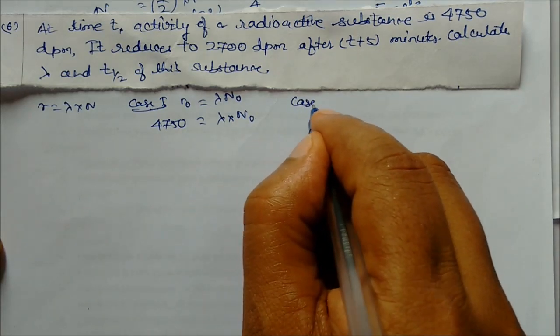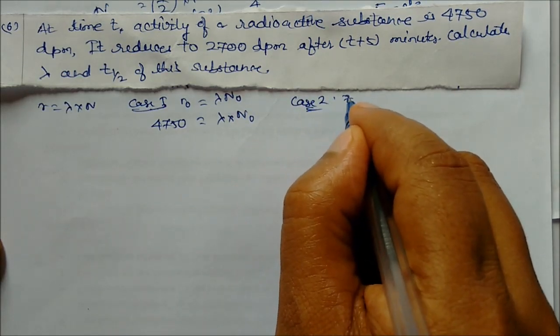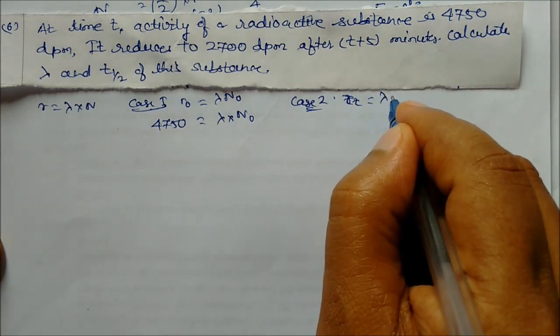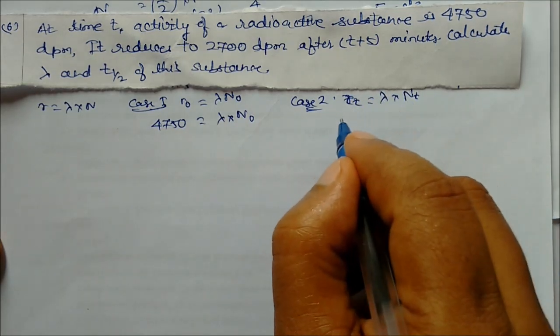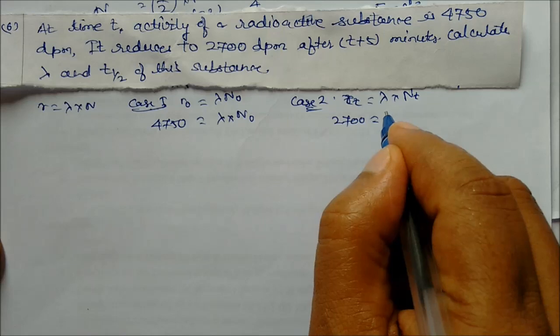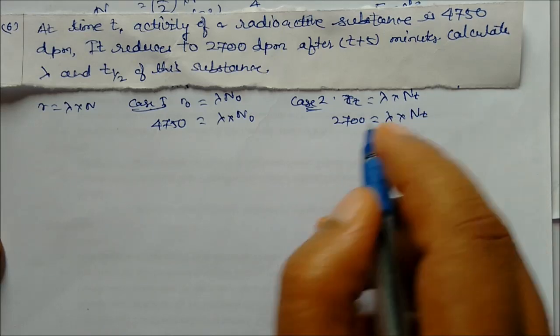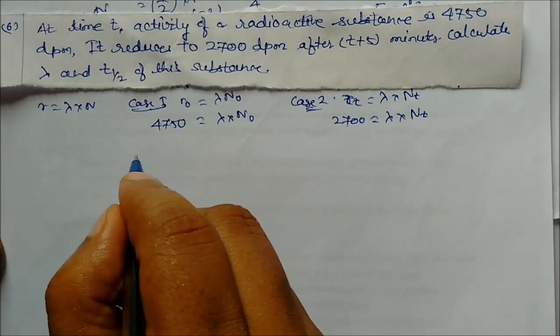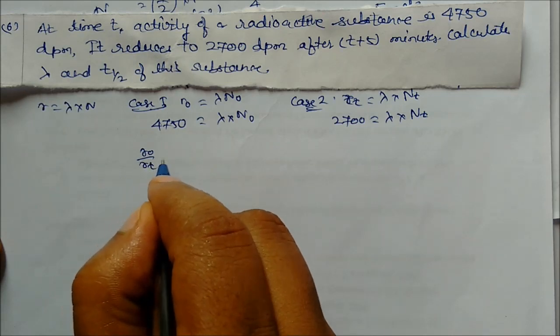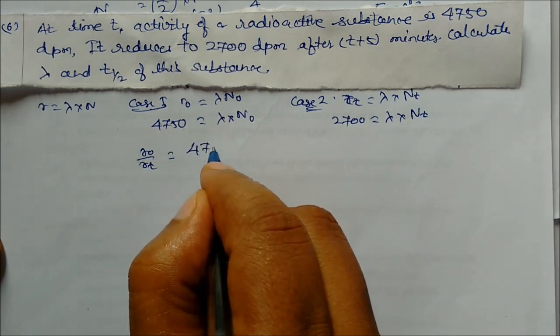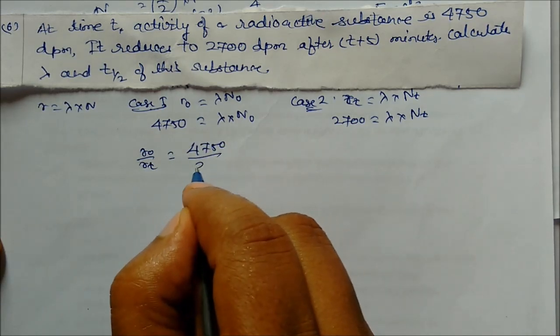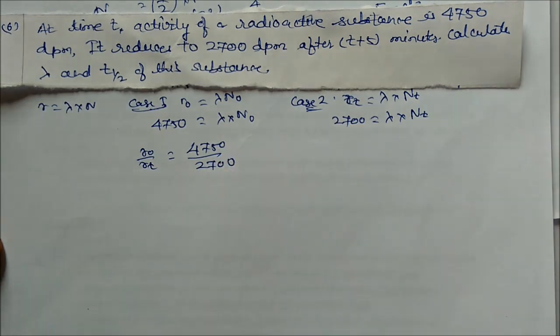In the second case we see Rt, and we take lambda into N into t. So the second case is 2700 equal to lambda into Nt. Okay, so now we can divide R naught by Rt. So it will be 4750 divided by 2700.